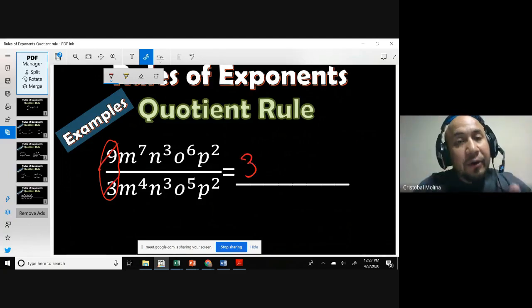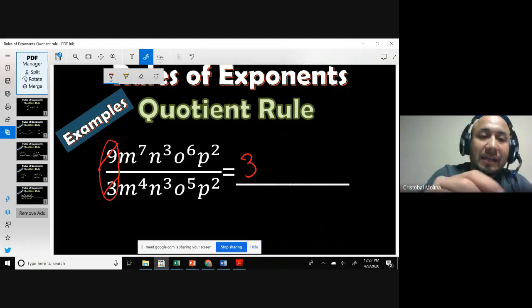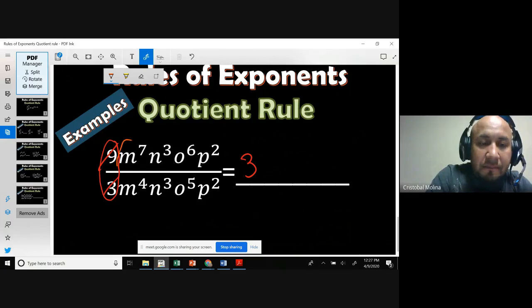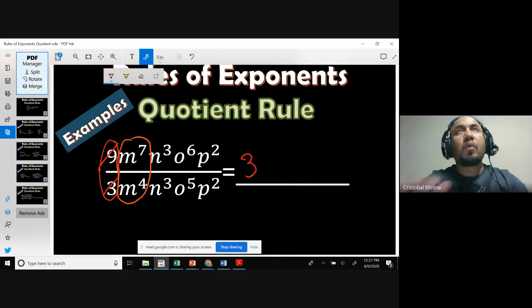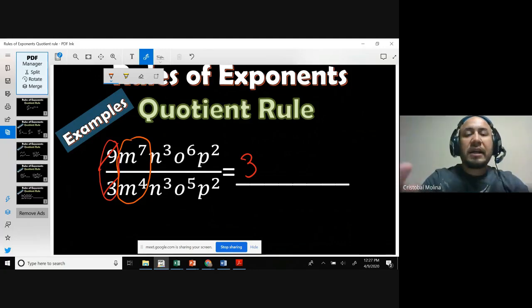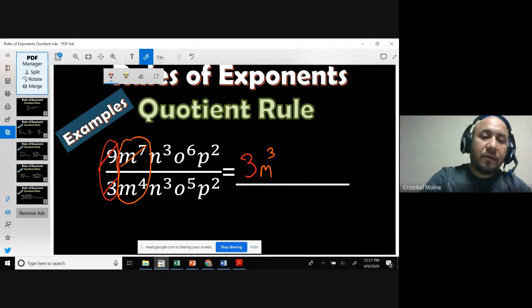Now you take it letter by letter. Take a look at the first variable, which is m to the 7th divided by m to the 4th. When you divide variables, when you divide letters, all you do is subtract the exponents. So 7 minus 4 should be 3, right? So we got rid of that one right there.